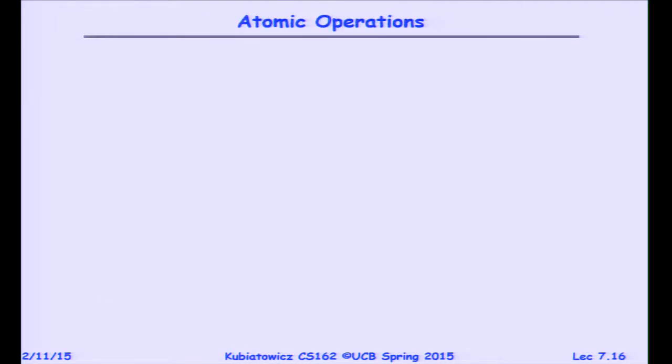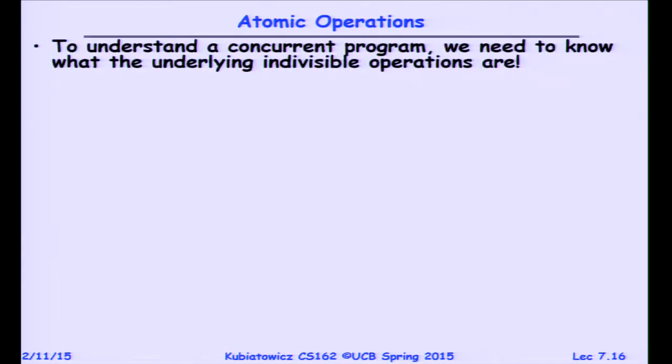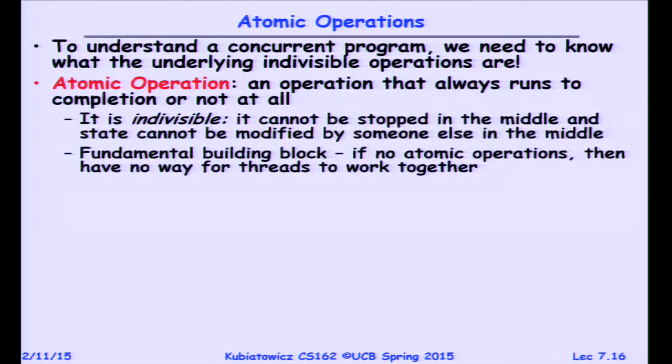Okay. So what's an atomic operation? We need to basically know what the underlying indivisible operations are. An atomic operation is an operation that always runs to completion or not at all. It's indivisible, cannot be stopped in the middle, cannot be modified by somebody else in the middle, and it becomes a fundamental building block for us. And so we just said, for starters, we're going to assume that loads and stores are atomic. Okay, that's going to be our essential first assumption.